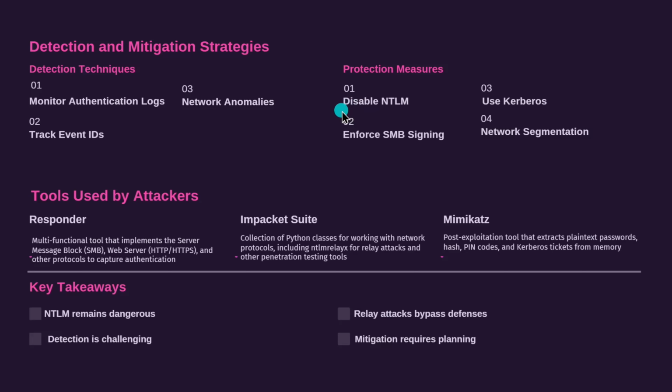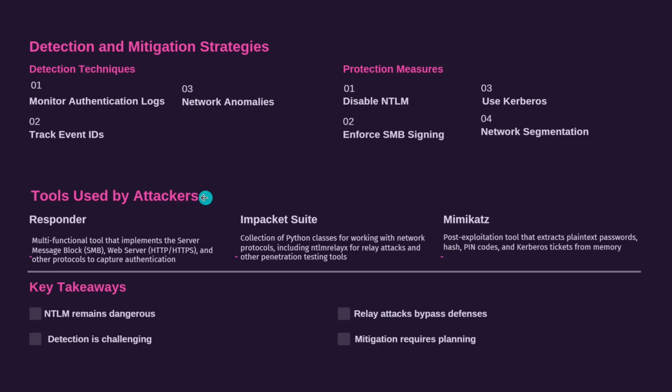Protection measures. Disable NTLM. Why? It is not secure. As we learned, anybody can read our hashes and log into our Active Directory or domain controller. Second, enforce SMB signing. Third, use Kerberos. Fourth, network segmentation.